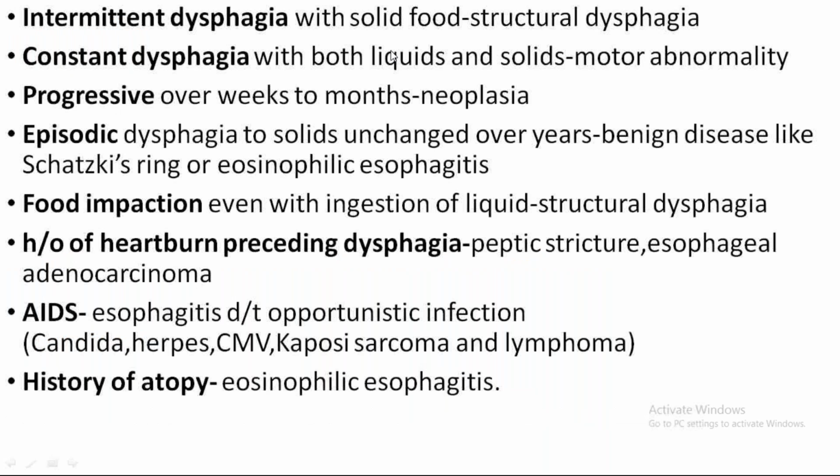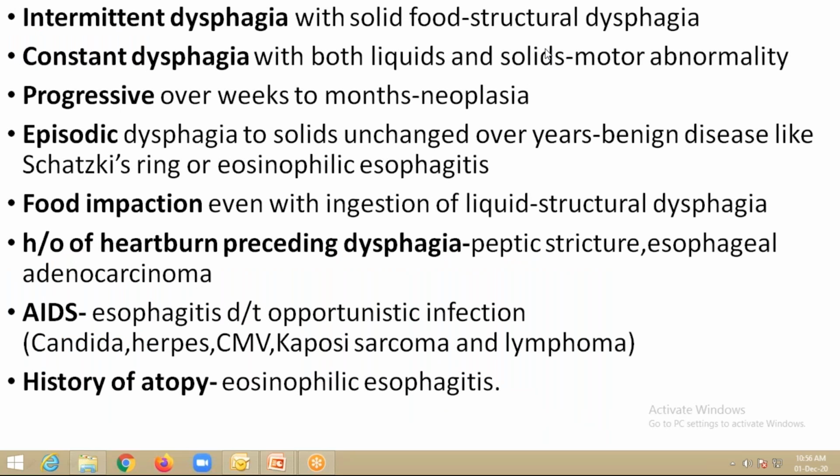Intermittent dysphagia with solid food means a structural abnormality will be there. Constant dysphagia with both liquids and solids means there is a motor abnormality. Progressive over weeks to months means the pathology will be neoplasia. If the dysphagia is episodic for solids or unchanged over years, it means benign diseases like Schatzki's ring or eosinophilic esophagitis.